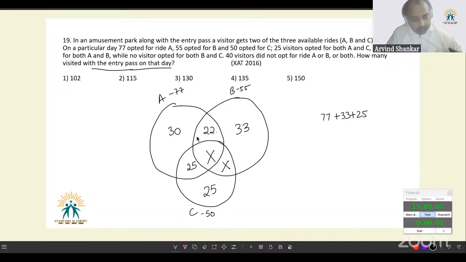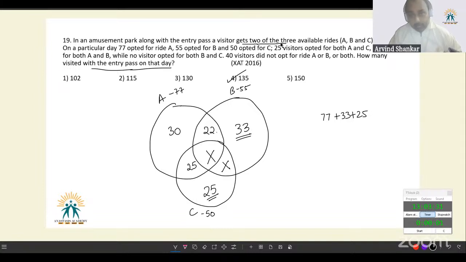I think of it as this entire circle I know is 77. Then I have 33 extra, takes it to 110, plus 25, takes it to 135. So the correct answer here is option 4, 135. Very, very straightforward. Hopefully, we did not miss out on this portion of the question. A visitor gets only two of the three available, right? So the middle portion gets cancelled instantly.